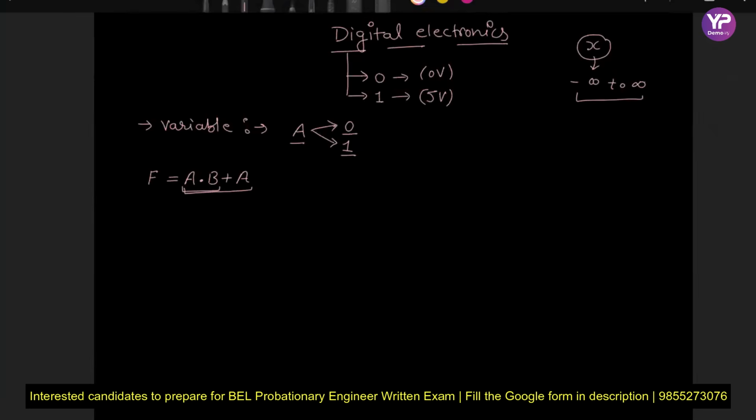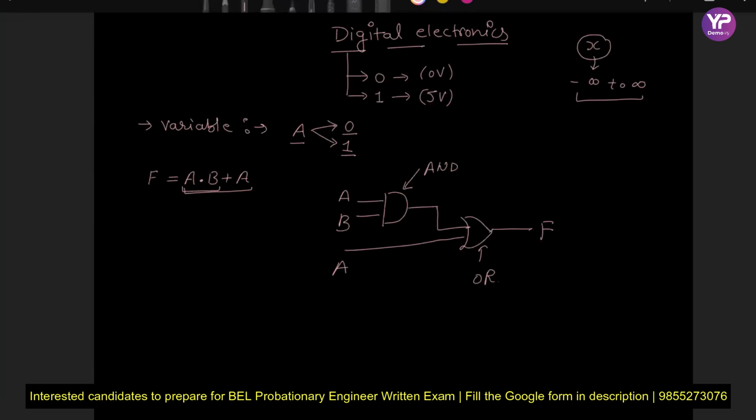if I implement this function, what is happening? We have A and B. Then we have the result and we do the OR operation with A. So that will be F. How many gates do we require to implement this function? There are two gates, one AND gate and another one OR gate. So to implement this function, we require two gates, AND gate and OR gate.